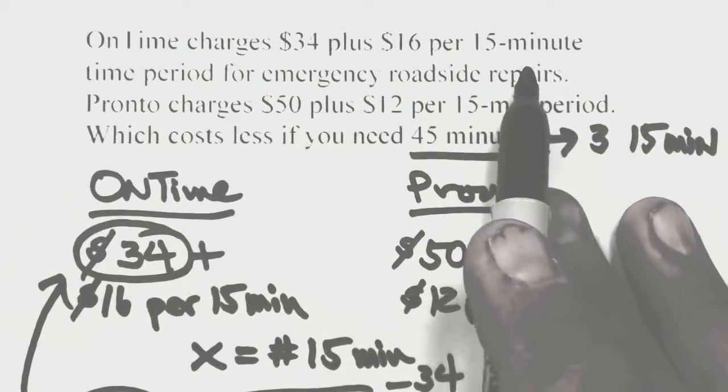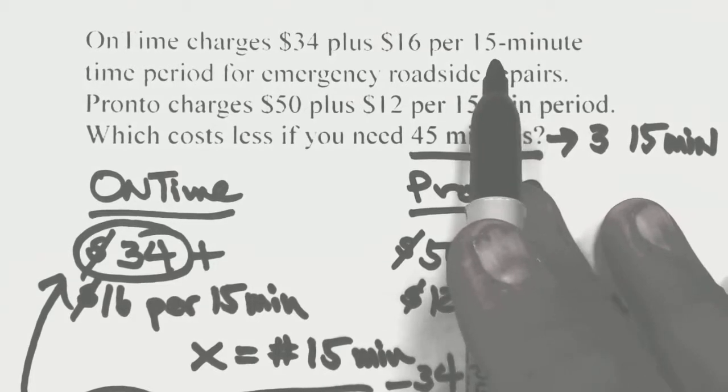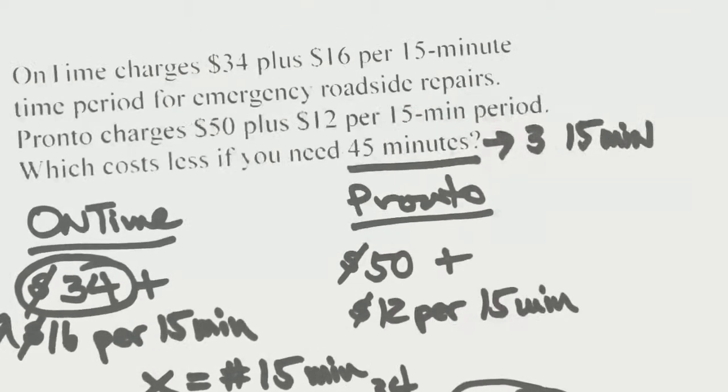Okay, so when you do these, watch out for things like this. You're not always going to have per minute or per hour. You can have things like this: how many 15-minute time periods?